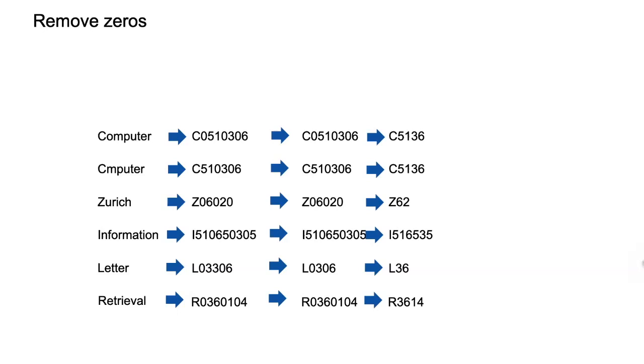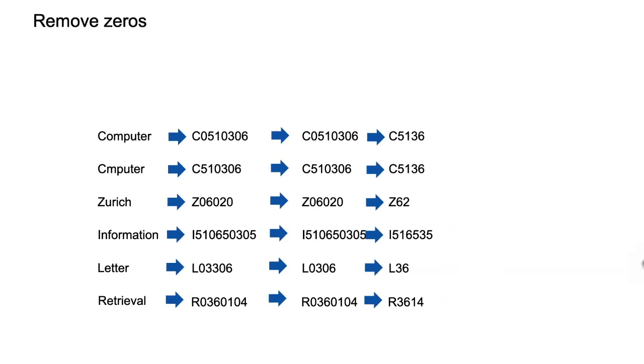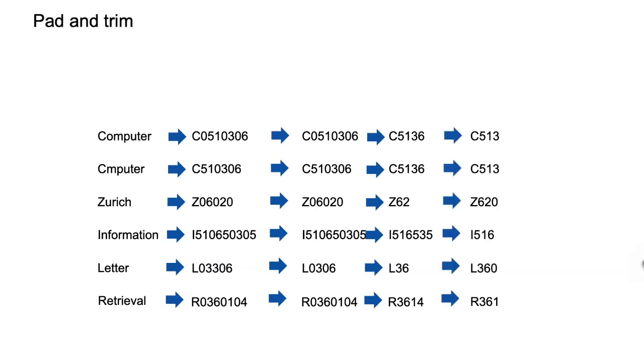Okay. And then we pad or trim. What do I mean with that? We want four symbols. So if we have more than four, then we just keep the first four. If we have less than four, we pad with zeros. So we have less than four for Z62 and L36, so we add a zero, and the other ones we just trim to just four. And there you go, you have now the phonetic fingerprints of these words, right?